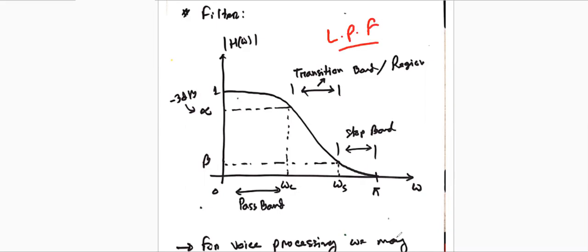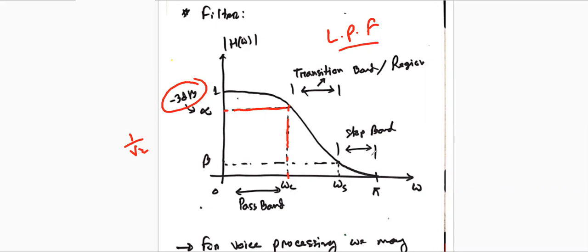For the pass band, we put a cutoff frequency here. We need to define the cutoff frequency, which is the 3 dB point. It can be written as minus 3 dB, and from the gain point of view, it is 1 divided by √2, or 0.707. So in the dB scale that is minus 3 dB, and in the gain scale that is 0.707.